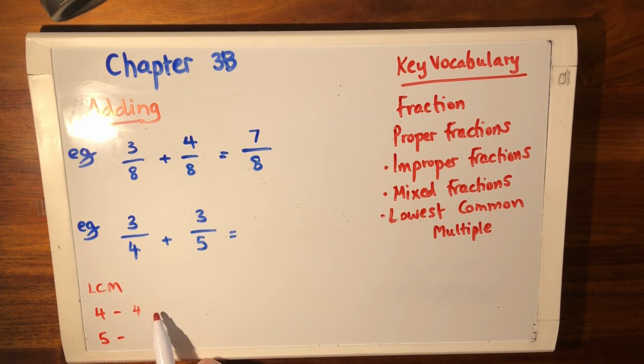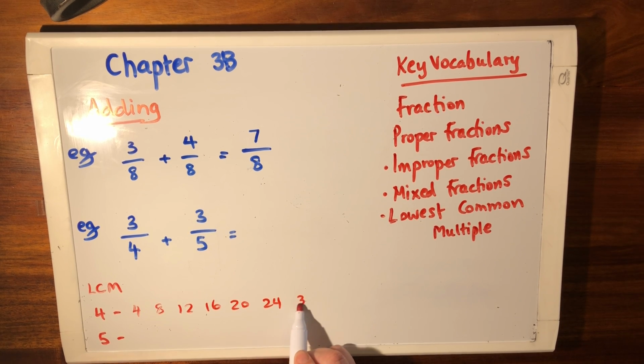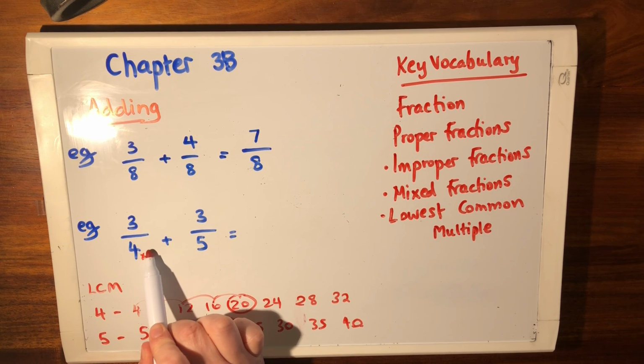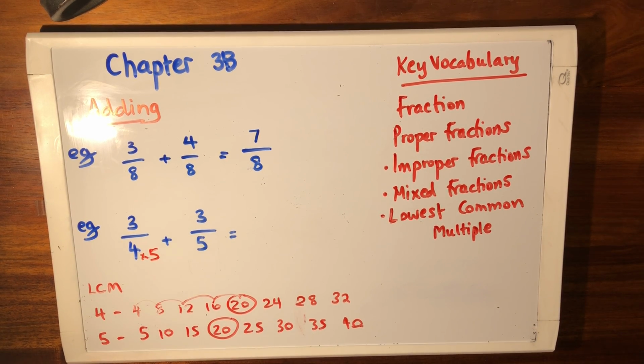Well, we know that 4 goes 4, 8, 12... Okay. 5, 10, 15... Okay. The lowest common multiple there would be the number 20. So how many times did I multiply 4 to get to 20? I had to multiply it 1, 2, 3, 4, 5 times. So in this case, I'm going to multiply my denominator by 5.